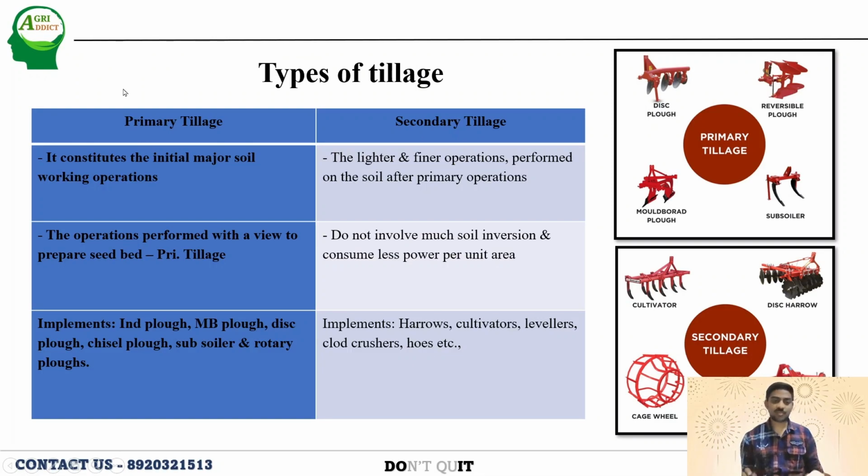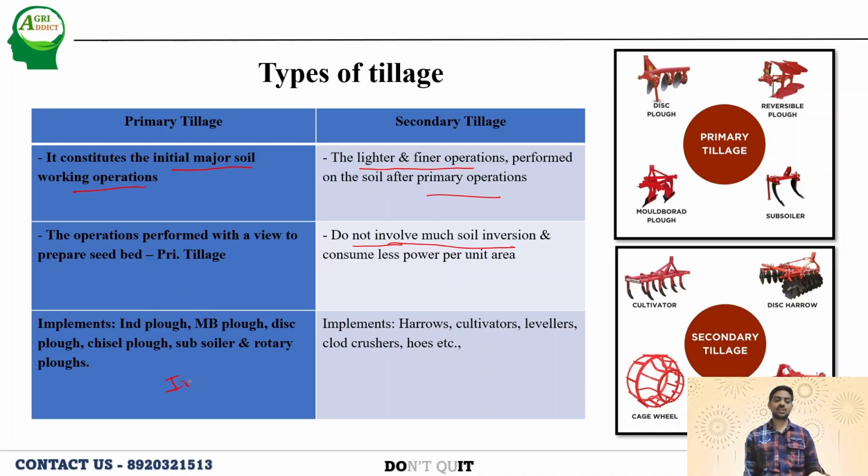Next, talking about the types of tillage, we majorly come across the primary tillage and the secondary tillage. See, primary tillage involves the major soil operation, because it is primary, more work will be there. Here, only the lighter and finer operation is done after the primary tillage operations. And much inversion is not involved in case of secondary tillage. See, not much soil inversion here. Much of the soil inversion is involved here.